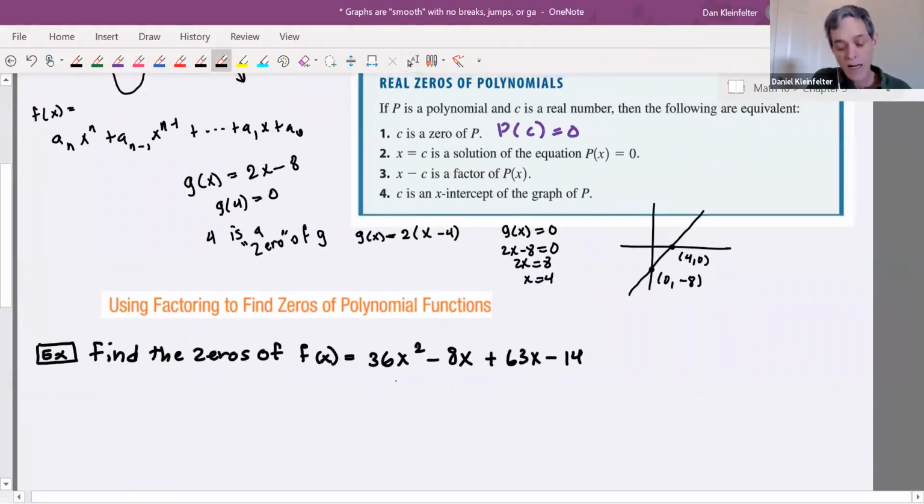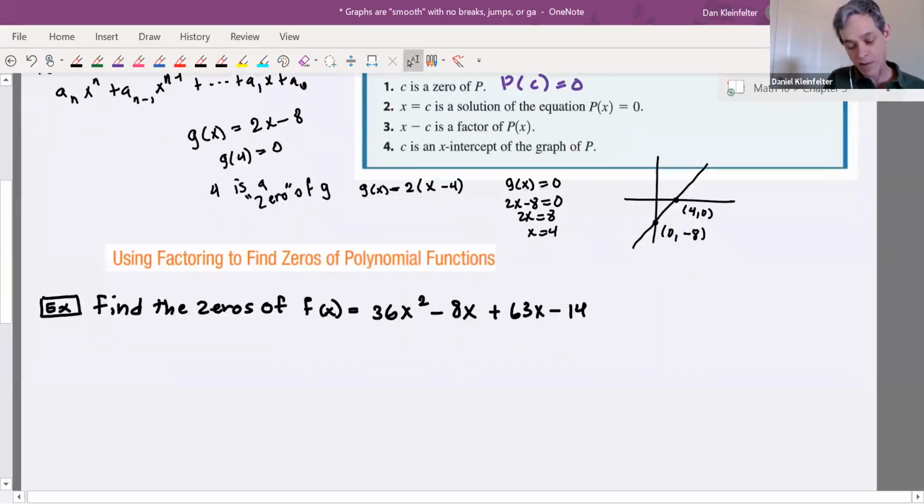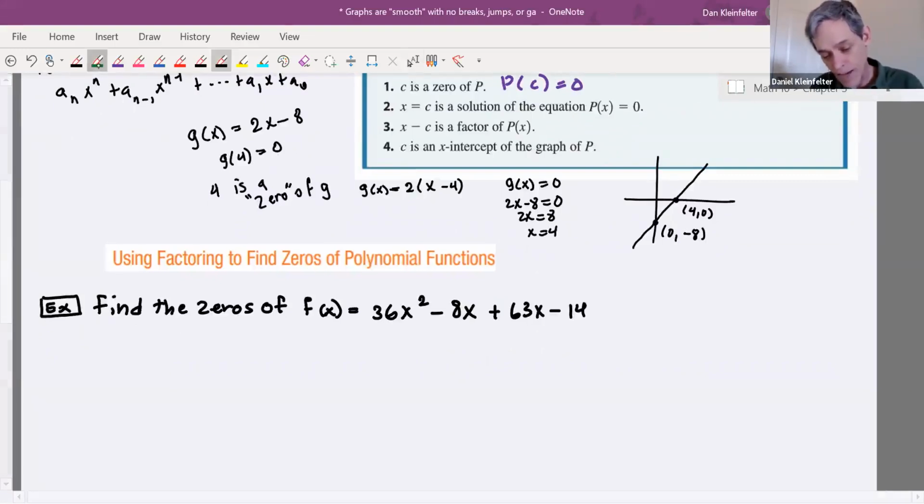All right, so we're going to use this to help us find some zeros of a polynomial. So here we've got this polynomial 36x squared minus 8x plus 63x minus 14, and we want to find the zeros. So that means we want to know 1, okay, out of the blue box. If we know zeros, we can do that by knowing factors, which is statement 3. So what we'll do is we'll factor f of x, and from there, we'll be able to figure out what the corresponding zeros are. So let's try.